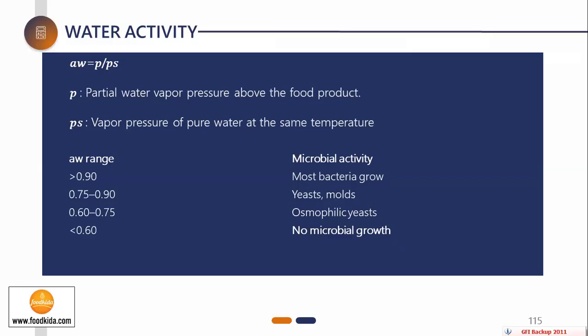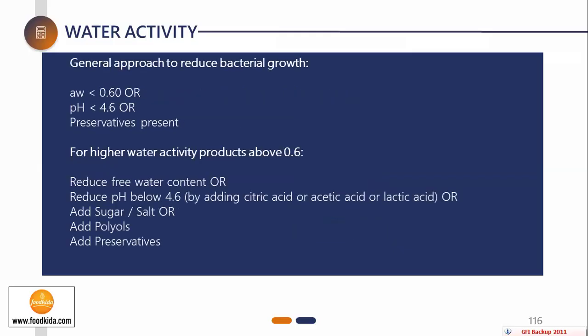Now again, water activity range more than 0.9, most bacterial growth. 0.5 to 0.9, yeast and molds will grow. 0.6 to 0.75, osmophilic yeast. Below 0.6, no microbial growth. Okay? Now, general approach to reduce bacterial growth: keep water activity below 0.6 or pH below 4.6 or add preservatives.